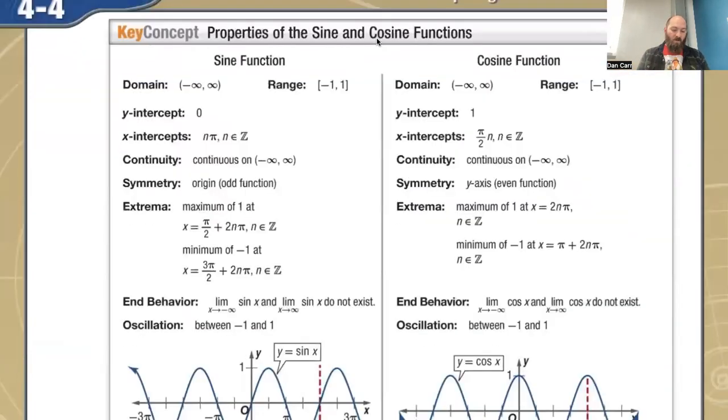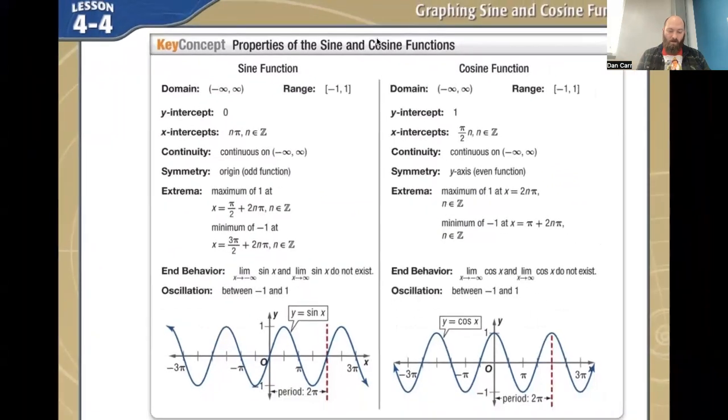Okay, so let's start with talking about, zoom out a little bit here. These are the basic sine and cosine functions. These are basically our parent functions here. When you look at them, we have a variety of characteristics. Domain and range are consistent throughout them. We have a y-intercept here at 0 and y-intercept here at 1. We have x-intercepts that are repeated. We get a bunch of them actually.